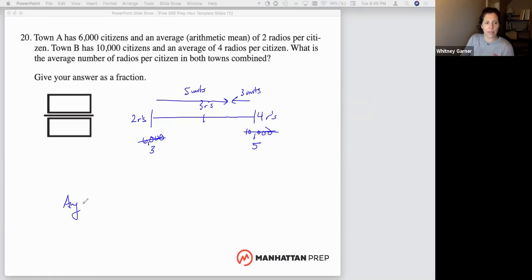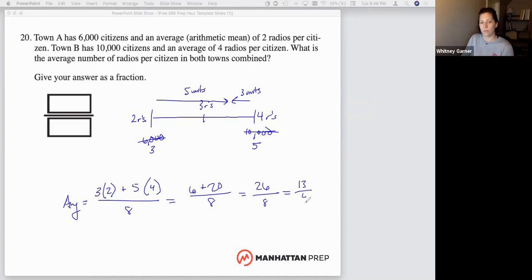What's my weighted average? It's the number down here. So I have 3 people with 2 radios each. And over here, I have 5 people with 4 radios each, for a total of 8 people. So I've got 6 plus 20 over 8, 26 over 8. Divide those both in half, 13 over 4. Just be careful with the math. And then you'd have to write it as a fraction, so you would just write it as 13 over 4.